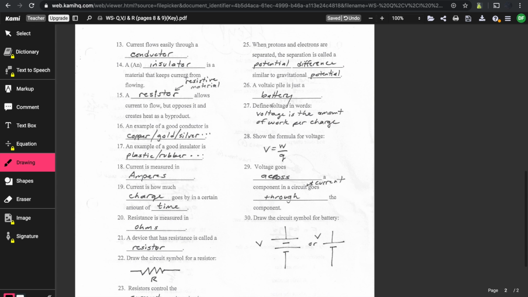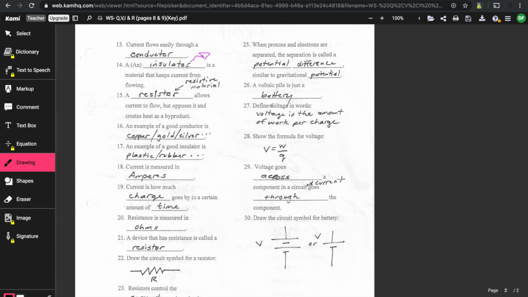Current flows easily through a conductor. An insulator is a material that keeps current from flowing. So insulators we also use for heat. So a styrofoam cup holds in heat, but it would also not conduct electricity. So if it's a conductor of heat, generally, there's exceptions, generally it's a conductor of electricity as well, and vice versa. If it's an insulator, it's generally an insulator for electricity as well as heat.